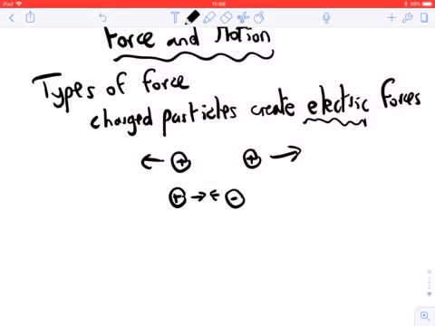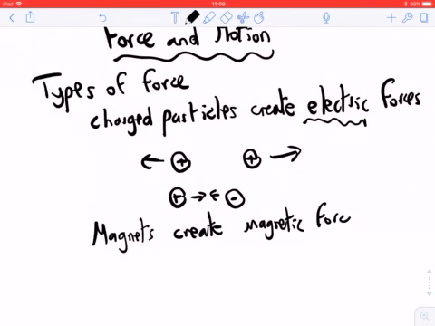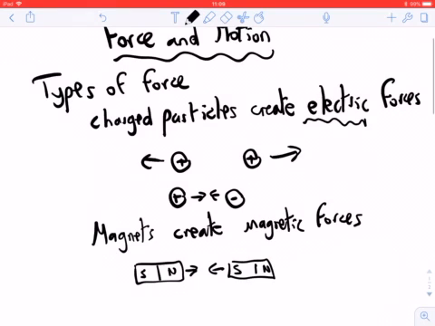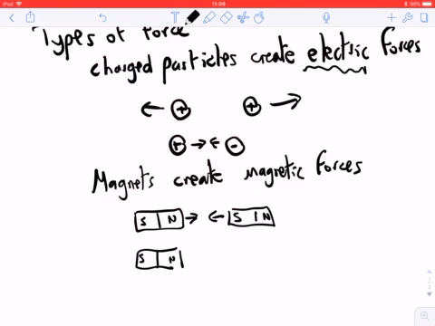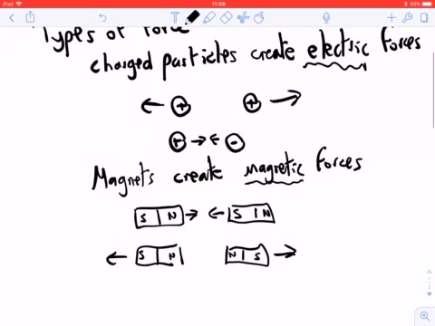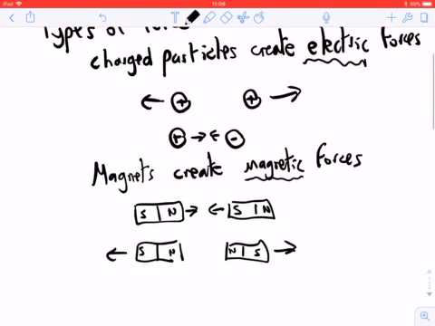Another type of force is the magnetic force. So magnets, bar magnets for example, create magnetic forces. If we put a north and a south together, as I'm sure you know, they will attract, and a north and a north, the force between those would be repulsive. So again, there's a magnetic force there. In actual fact, the electric and magnetic force are different aspects fundamentally of the same thing, but for the moment we can recognise two different types there, the electric force and the magnetic force.